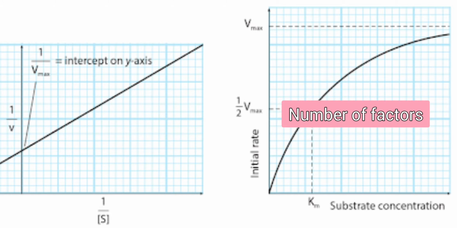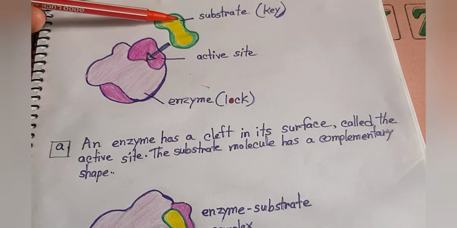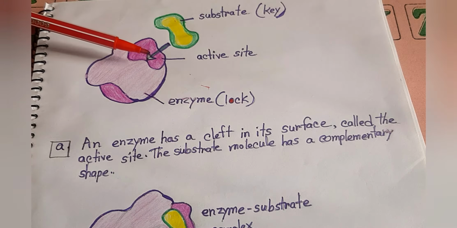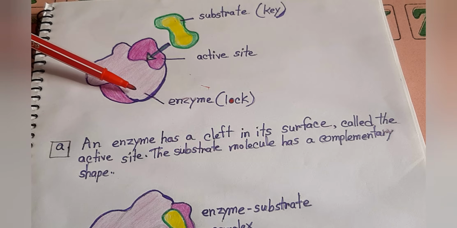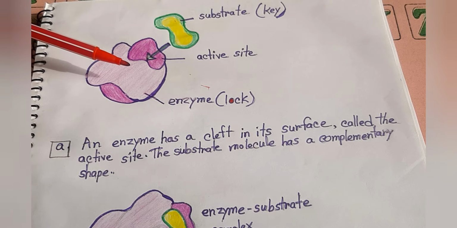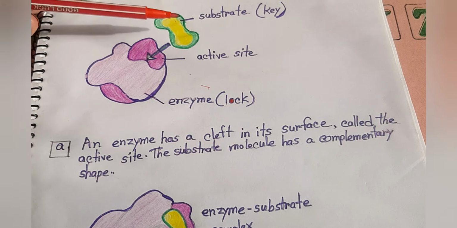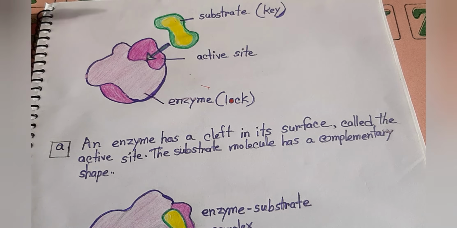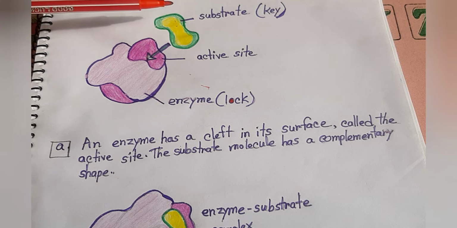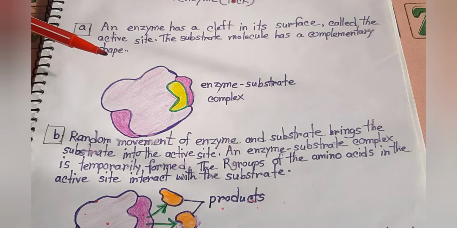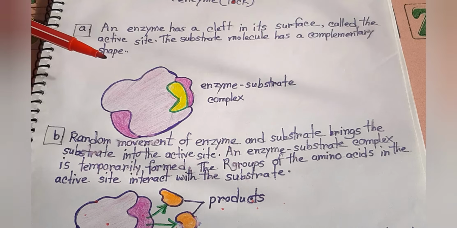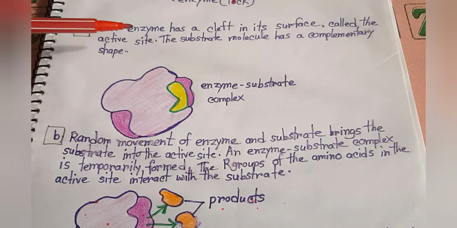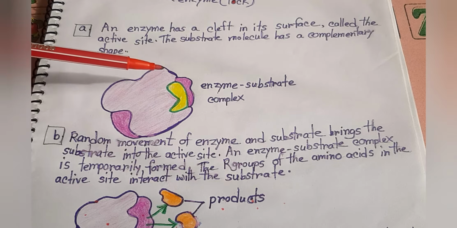Guys, this is a substrate, that is the key, this is the active site, and this is an enzyme. So the enzyme is the lock. An enzyme has a cleft in its surface, called the active site, and the substrate molecule has a completely complementary shape. This is the enzyme-substrate complex. That means the random movement of an enzyme and a substrate brings the substrate into the active site.